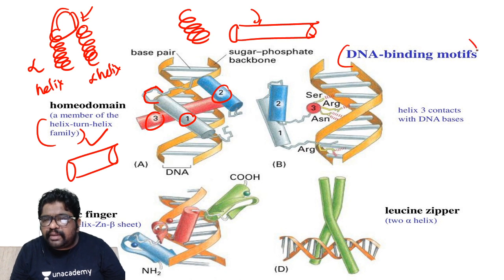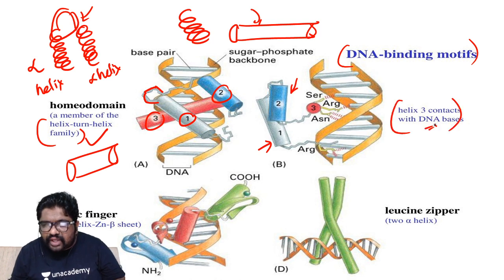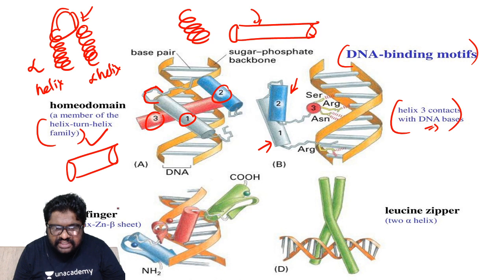Now look at another DNA binding motif. This is referred to as the helix being here, the helix being here. You have three helices and you have contacts here. Now look at the zinc finger motif.